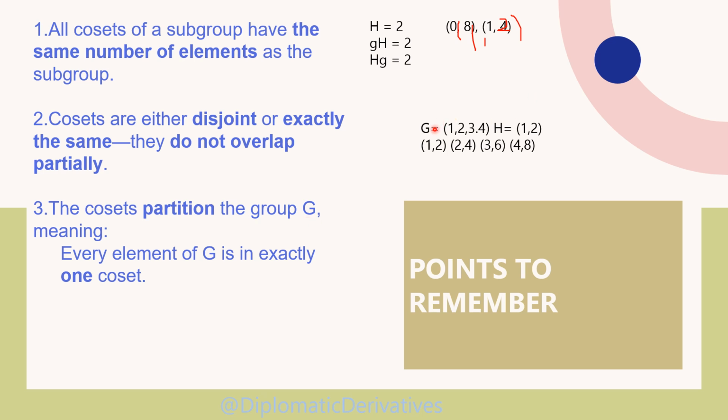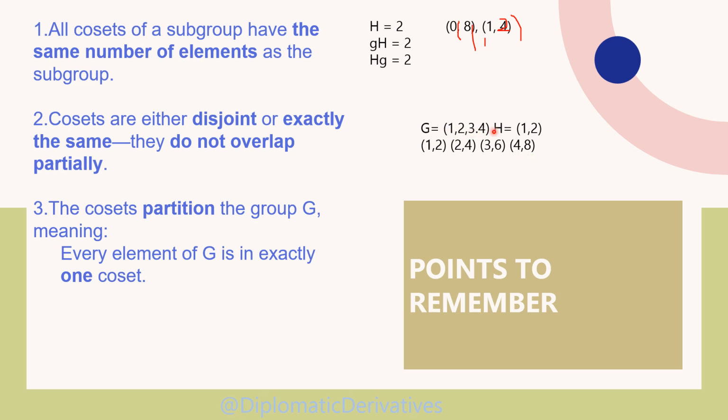For example, if we have G equal to {1, 2, 3, 4} and a subgroup H which is {1, 2}. What you do is you take one element from G. Let's suppose you're taking 1, and the operation is multiplication. So 1 multiplied by 1 you get 1, 1 multiplied by 2 you get 2. This is the first coset. Then 2 multiplied by 1 you get 2, 2 multiplied by 2 you get 4, the second coset. 3 multiplied by 1 you get 3, 3 multiplied by 2 you get 6. Then similarly 4 multiplied by 1, 4 multiplied by 2, and you get 4, 8.